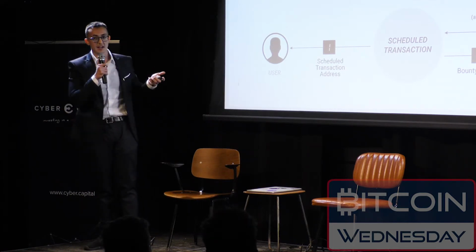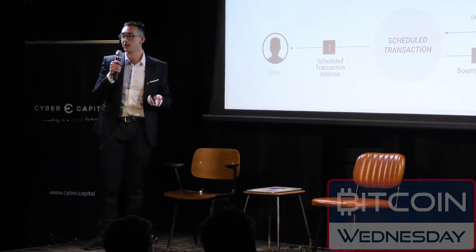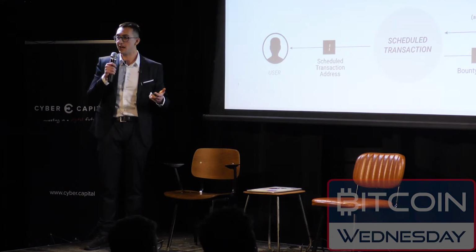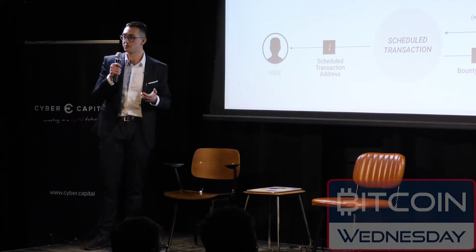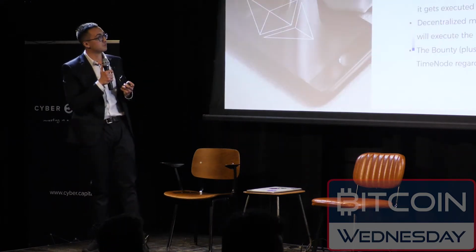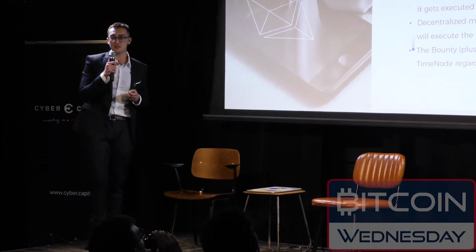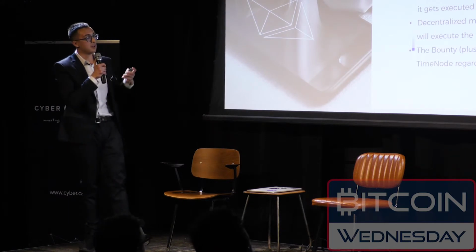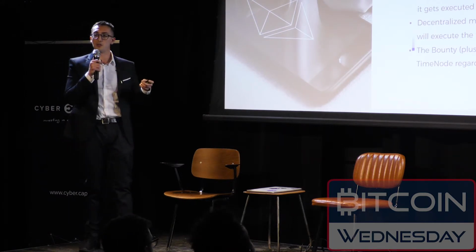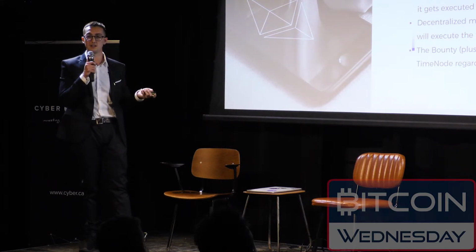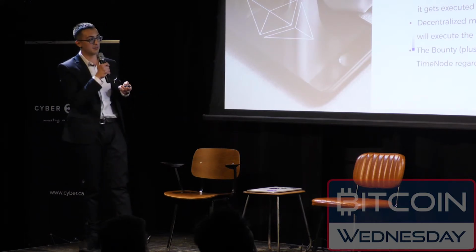We see that a lot of people will likely want to run a time node, and the more people that run a time node, the more nodes we have that execute transactions, and the more decentralized this entire environment will be. So the incentive is the bounty that's scheduled with every transaction. It's a small amount of ether that's sent along with the scheduled transaction, and this is what gets sent to the time node. It's set by the user scheduling, and it's dynamic, so it can be high or low.